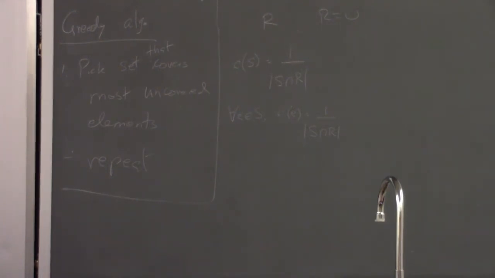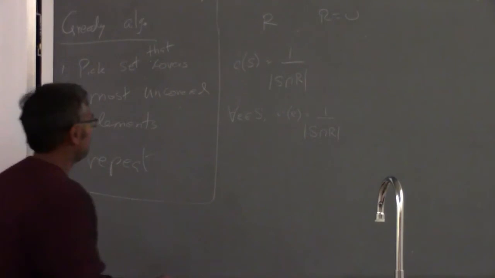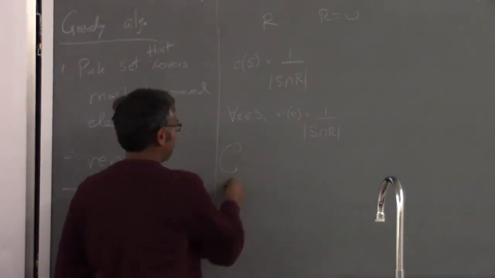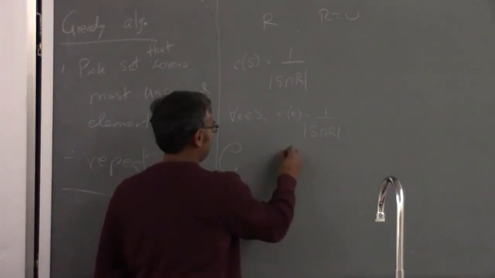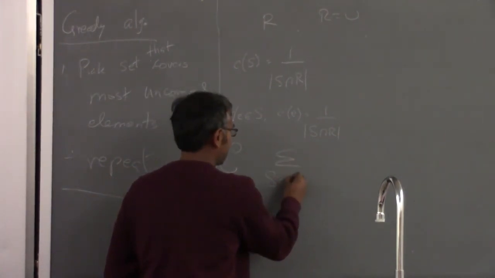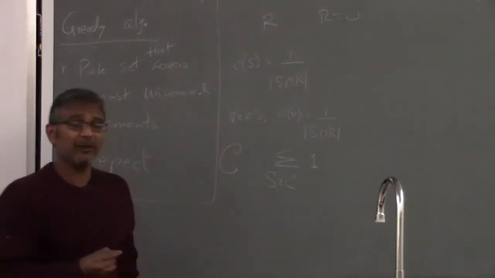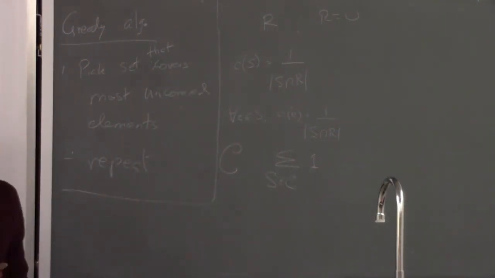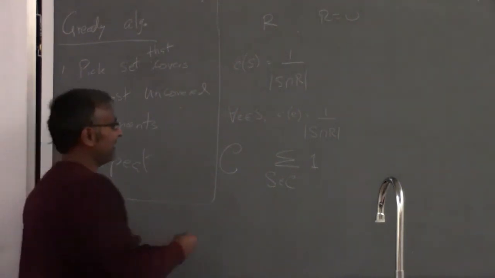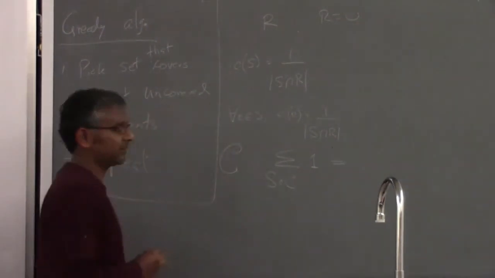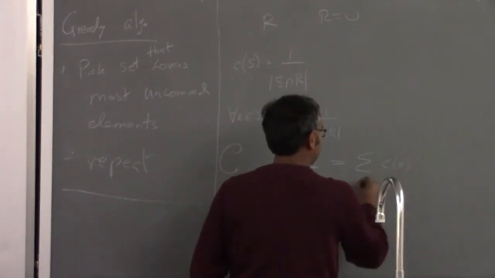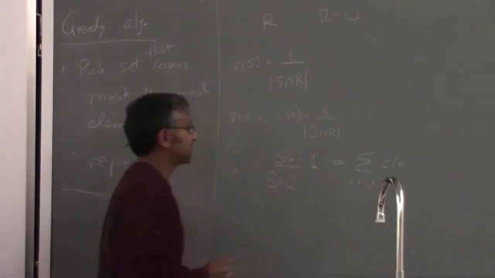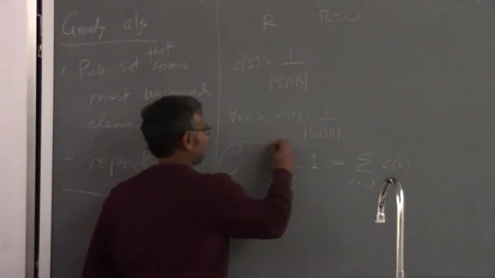Here's the first thing I want to say. Let's say the solution produced by the greedy algorithm is the subcollection C. It's a collection of sets. Now I add up, for all the sets in this collection, the number 1. This is a very fancy way of saying how many sets are in this collection. I claim that this is equal to the sum of the values of the elements belonging to the universe. This is an important fact.